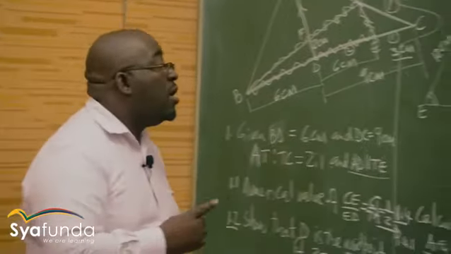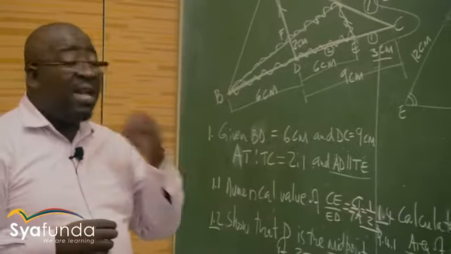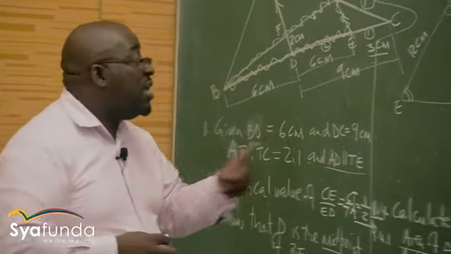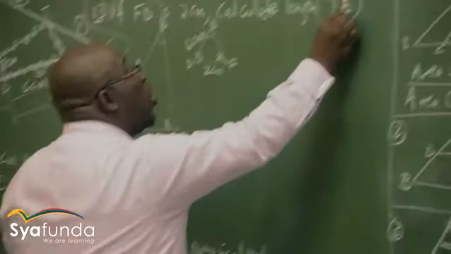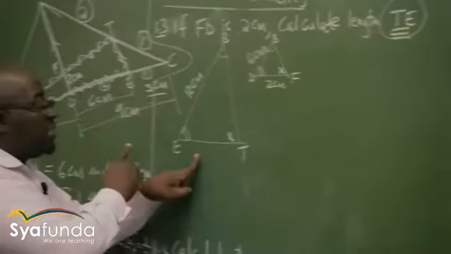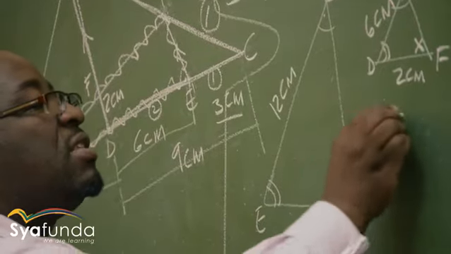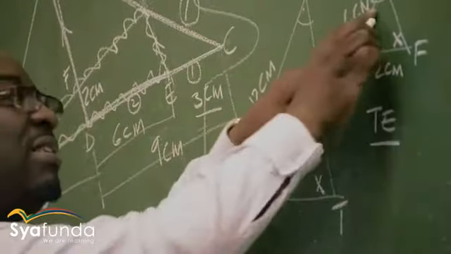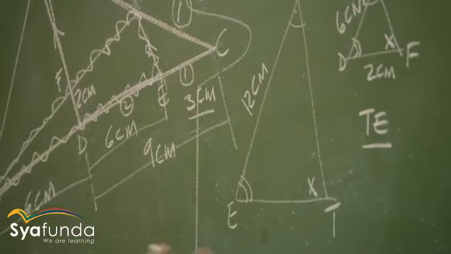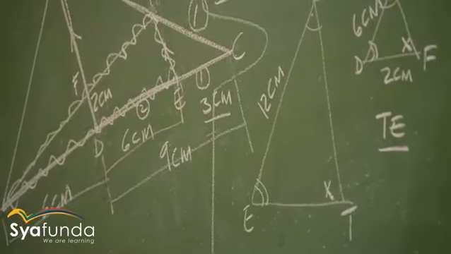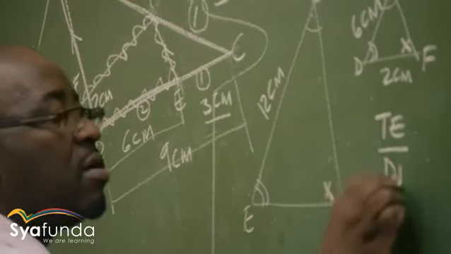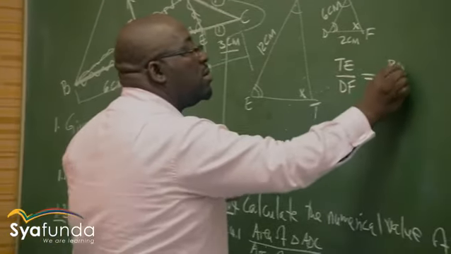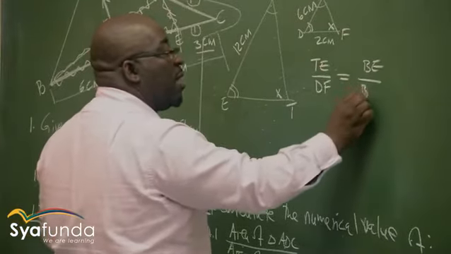Let's do it together. We know that if two triangles are similar, then the ratio of their sides are the same. Let's do the ratio of the sides. If I'm taking the side that I'm looking for, you always start with the side that you want. In this particular case, it's TE. It's TE over little side over little side is equal to little side over little side. That's what we're writing. Similarity theorem. So it's TE over DF is equals to BE over BD.